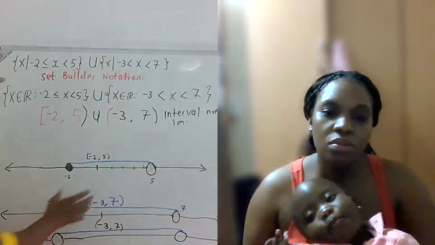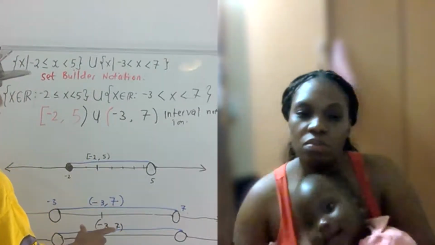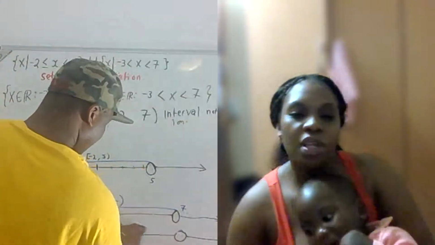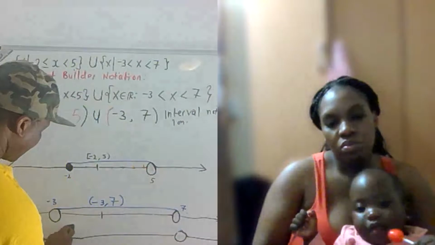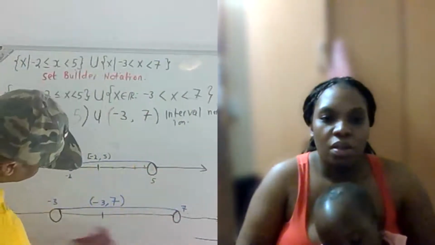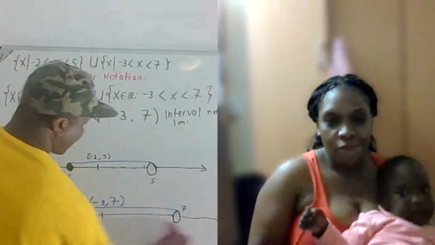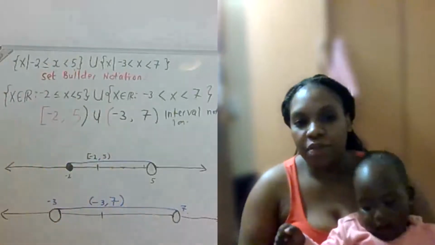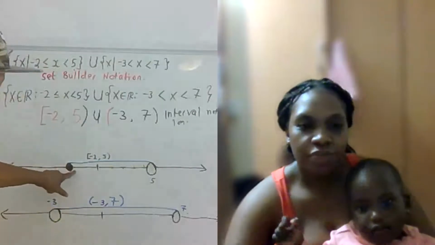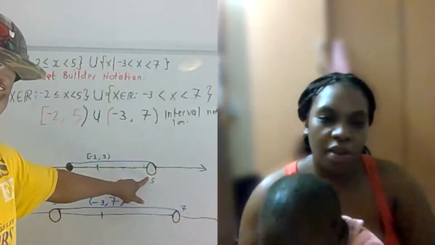So if you look at this, where do they intersect? From negative 2. They're going to have things in common from negative 2 until 5. That's what they have in common. But including negative 2 and excluding what? 5. You understand?